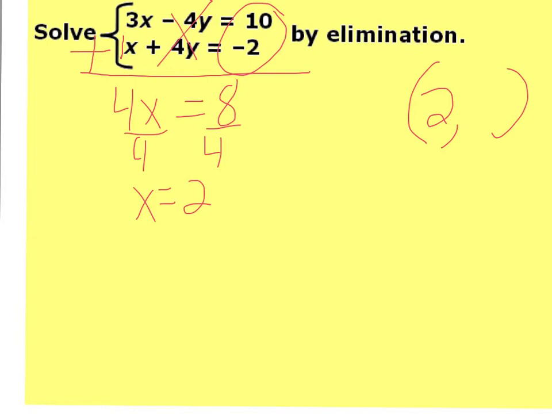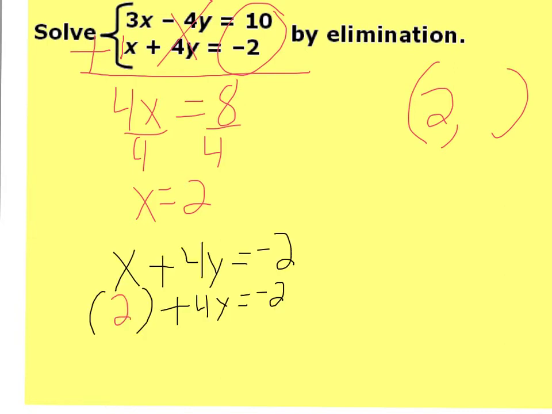Now we just have to go back. So this time I chose to use the second equation just because the x was by itself and I thought it might be easier. Either equation will work. So I took the 2 and I put it where the x is. So 2 plus 4y equals negative 2.